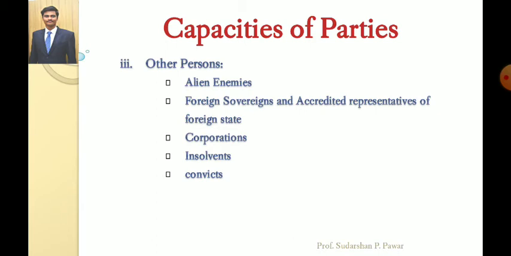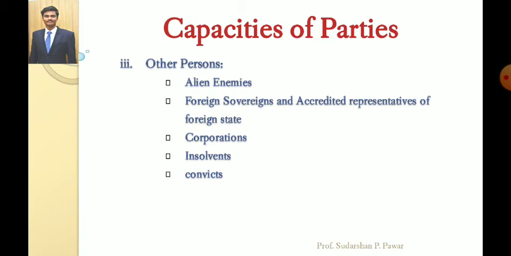The third point is corporations. A corporation is an artificial person recognized by the law. Being a legal person only, it cannot act by itself. It has to act through an agent.